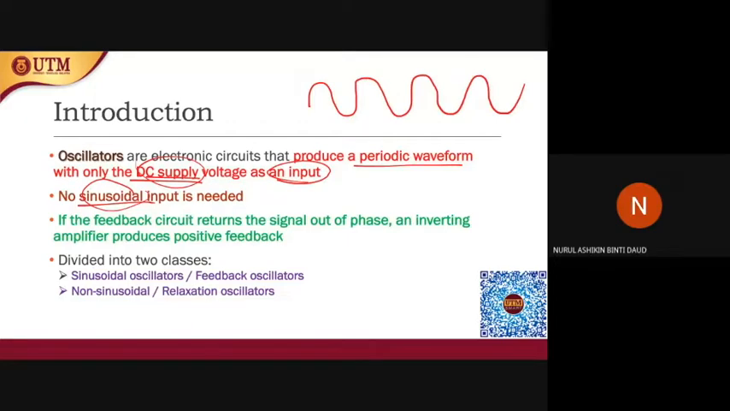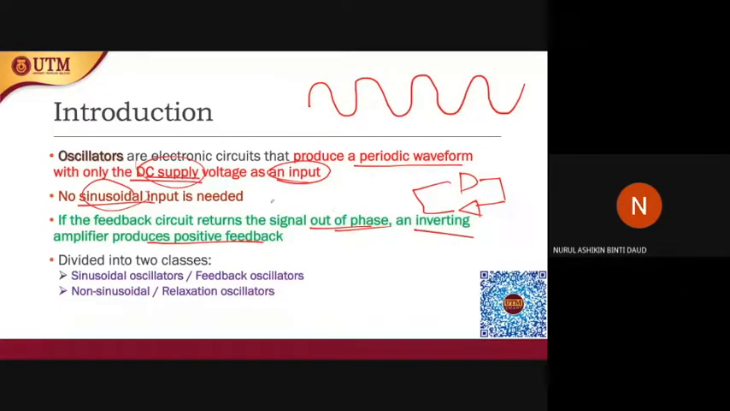If the feedback circuit returns the signal out of phase, an inverting amplifier produces the positive feedback. We have learned about feedback, right? It means that if the signal comes out out of phase, there is an inverting amplifier that produces the feedback to make sure that the signal will be in phase again.